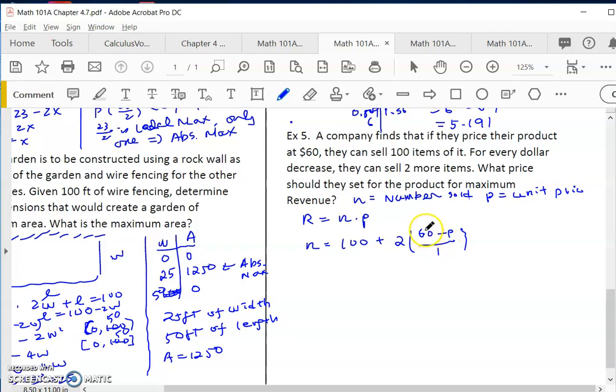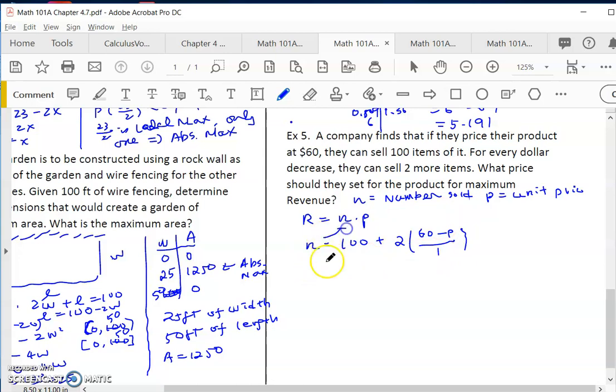How do you find a decrease? It is your current price minus your new price, which is lower because you're decreasing. In a question where you are increasing your price, it would be price minus 60 or something. So you have to adjust this sign when you are increasing or decreasing price. In this case, your price is lower than 60, and because of that you have 2 more for every dollar. So you write this as a relationship between price and number.